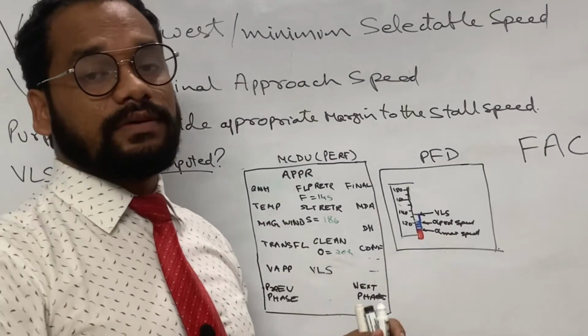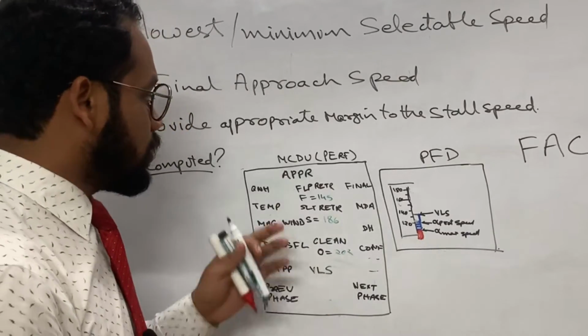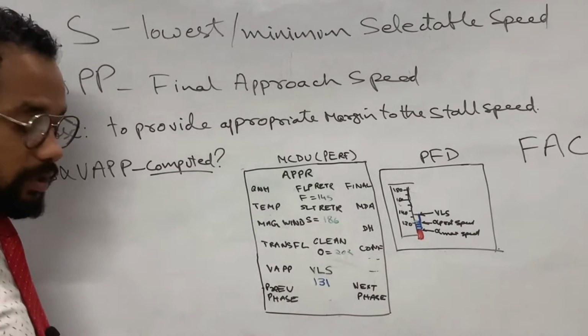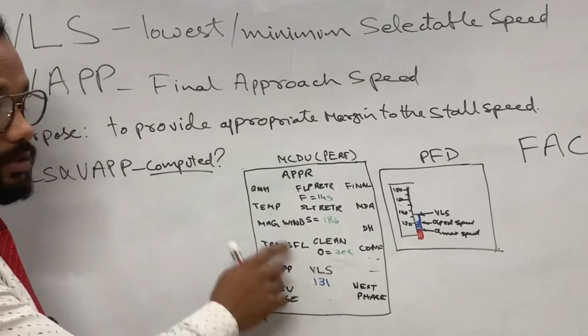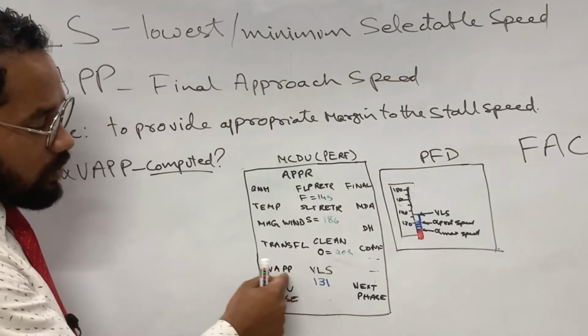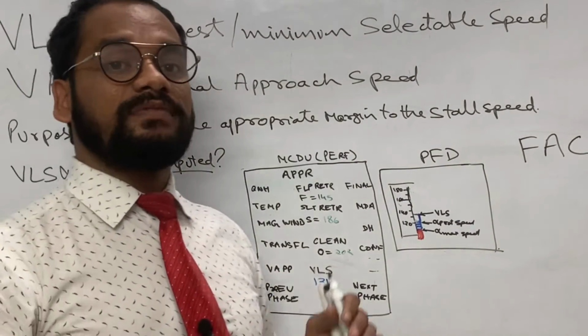Okay, suppose the VLS, which is computed by FMGC based on the pilot's input, is 131 knots. It is indicated here on the MCDU performance approach page. Based on the VLS value, the VAPP is calculated. So how is the VAPP calculated?